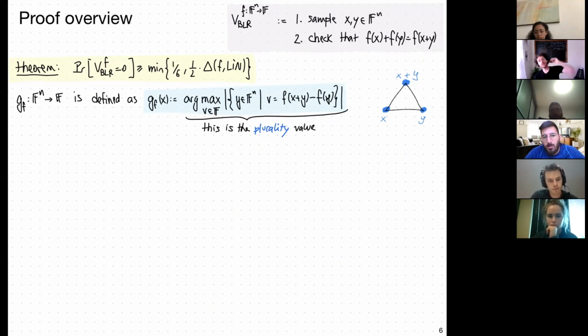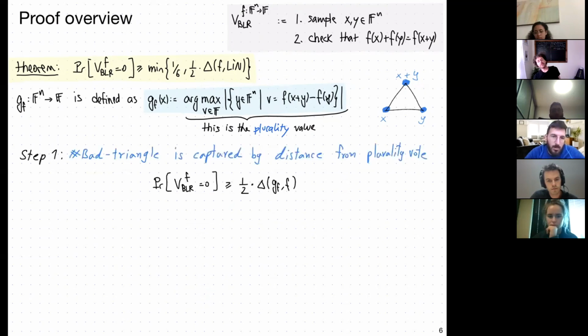Okay, so I want to show you the strategy, which is a straightforward implementation of what we said, but in a formal way. The first step would be to show that the number of bad triangles is captured by the distance of our function from the plurality vote. So let's digest this for a second, so it won't be confusing.